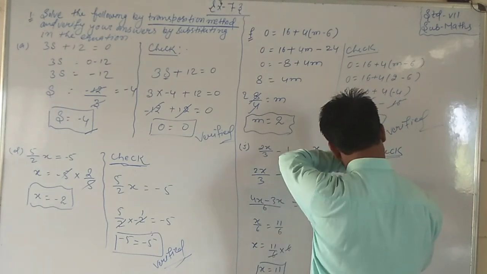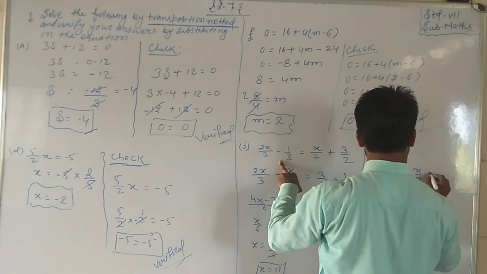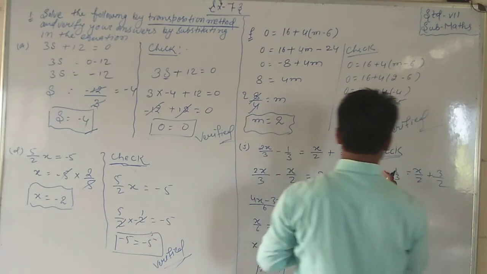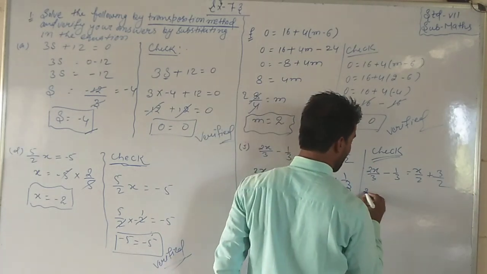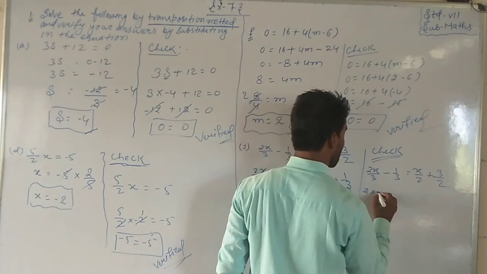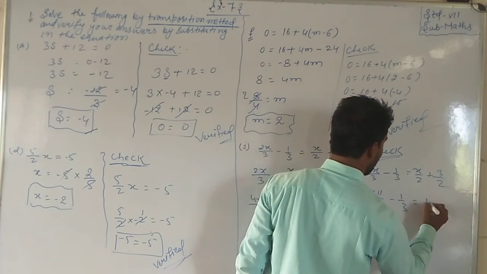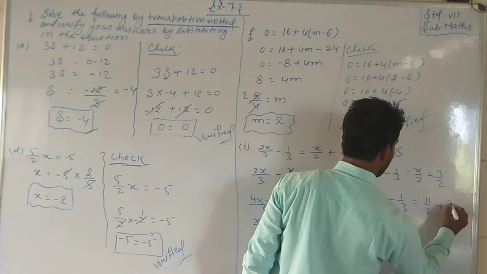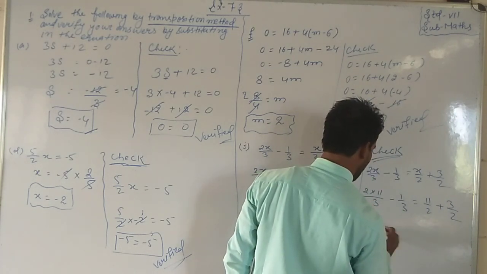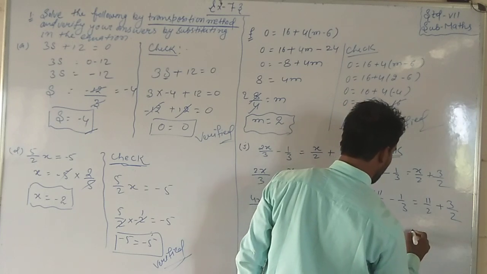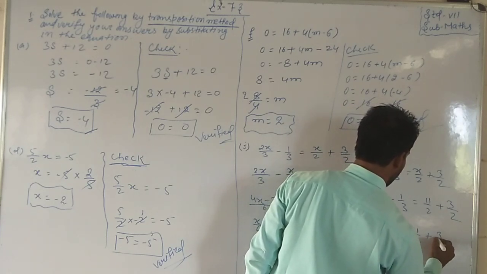2x minus 1 by 3 is equal to x by 2 plus 3 by 2. Students, we have found x is equal to 11. So we will put 11 in place of x. So 2 into 11 by 3 minus 1 by 3 is equal to 11 by 2 plus 3 by 2. See, 22 by 3 minus 1 by 3 is equal to 11 by 2 plus 3 by 2.